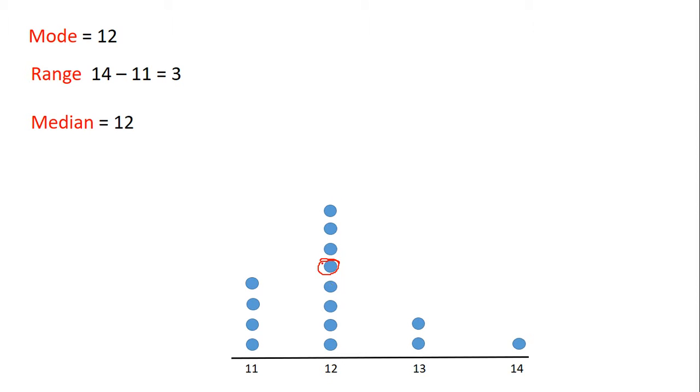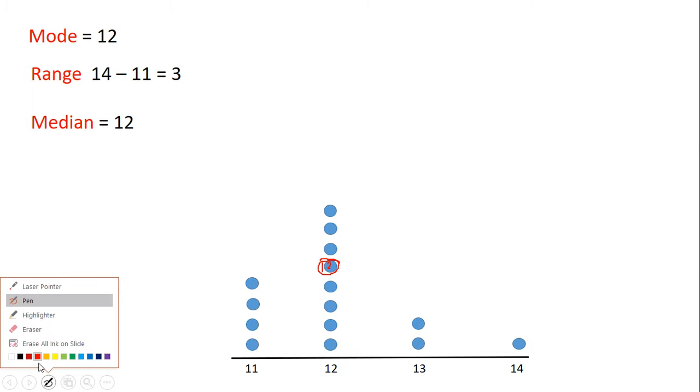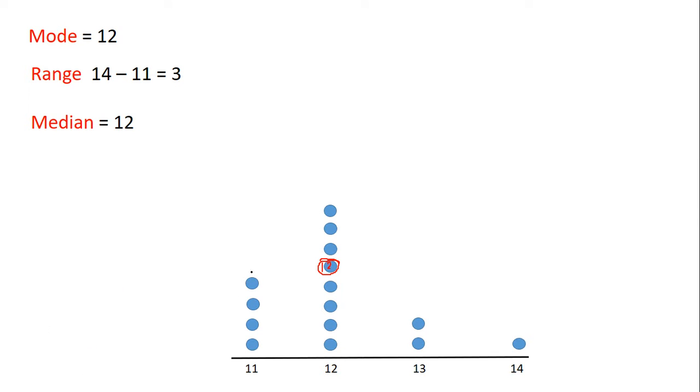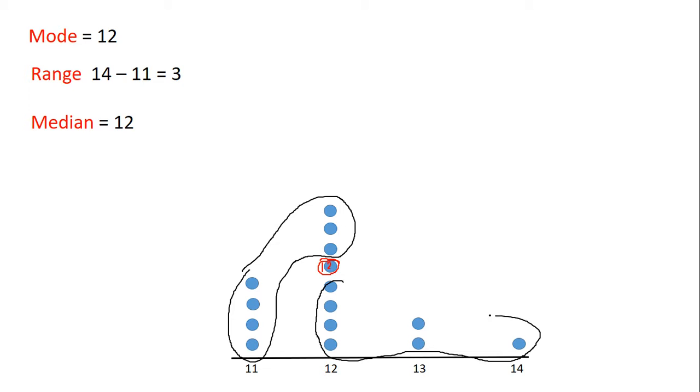All of these are 12, right? So this is the number 12. All of these are 12, 12, 12, 12, 12. But how do I know that's the middle? Well, watch. It's the 8th number. There are 7 on this side of the 12 and 7 on this side of the 12. So that one is the middle. So it's the median, right? The median is the middle number. So that's how I find median from a dot plot.